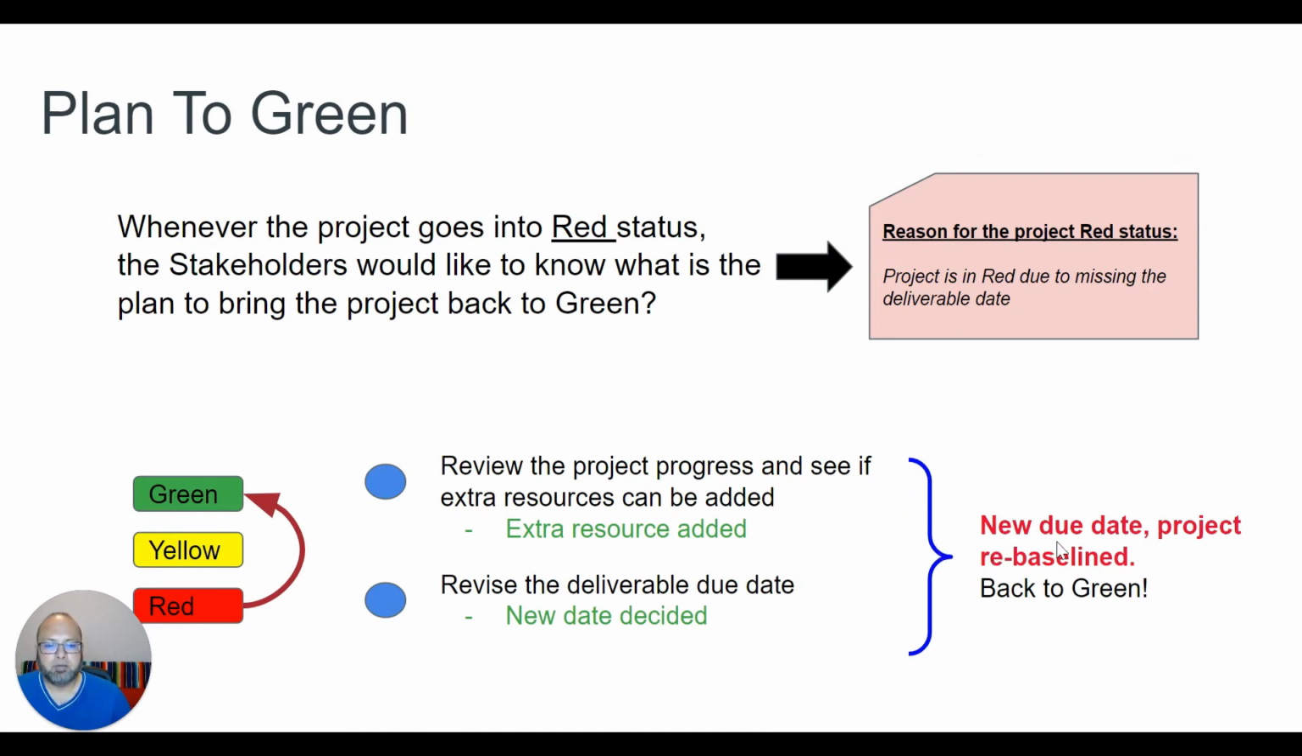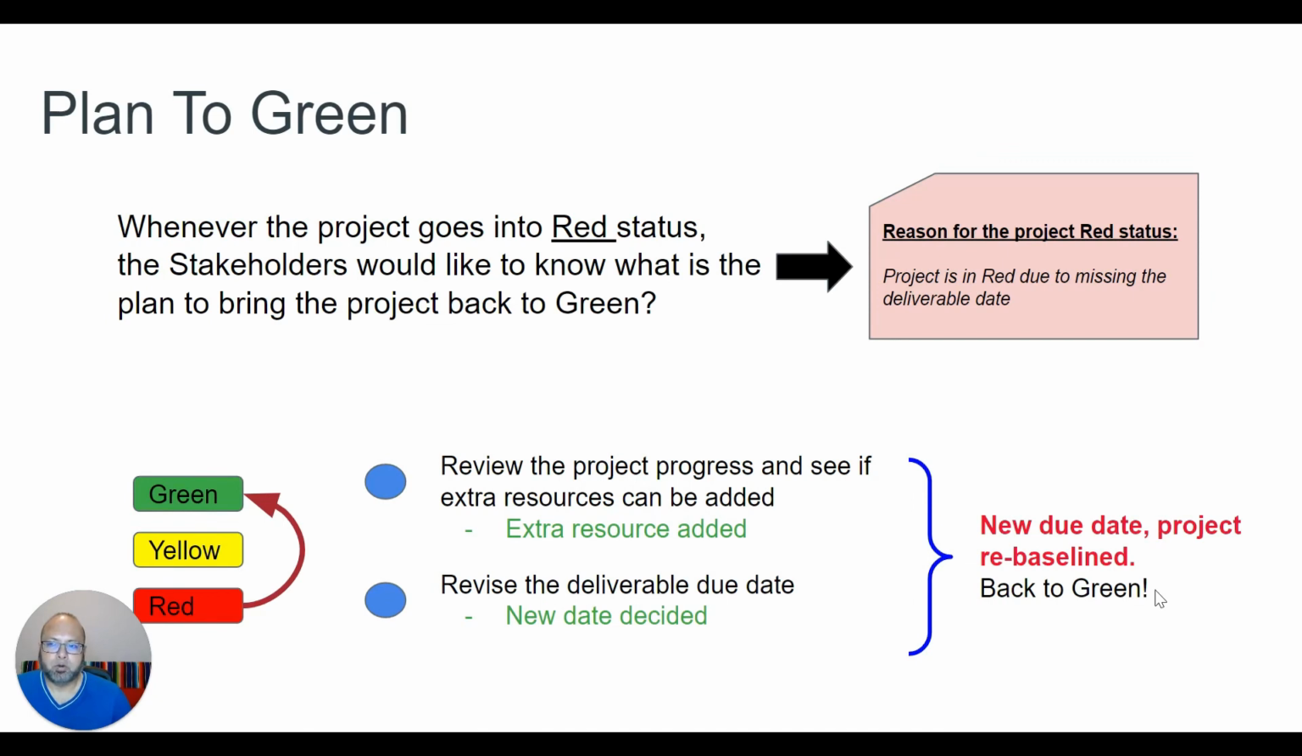Because of that, I have a new due date and the project is re-baselined. When you re-baseline the project, it has a new end deliverable date. You bring it back to green. So the next time the project status is shown, it is shown not red but green. Why? Because you have a new end date for the project.